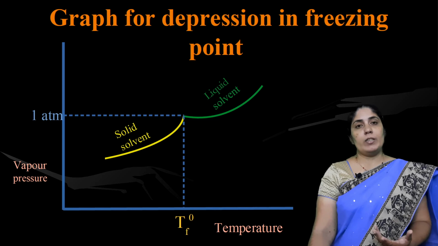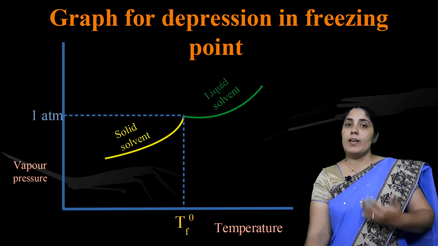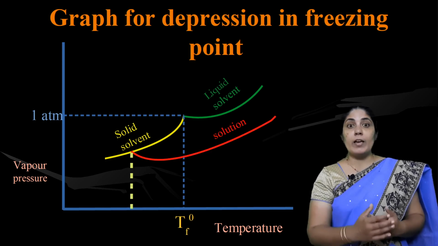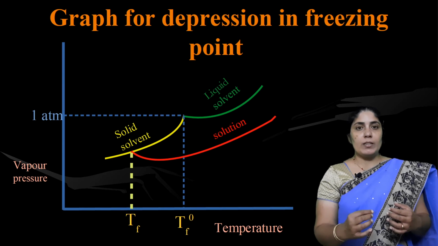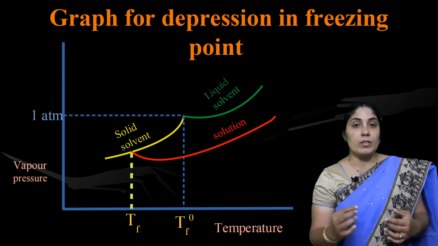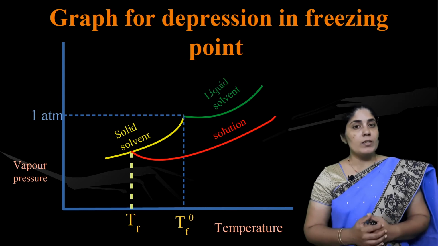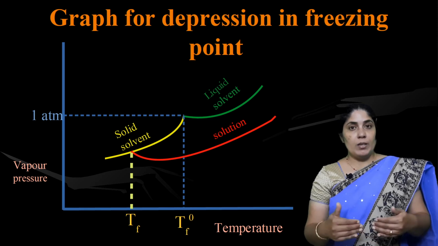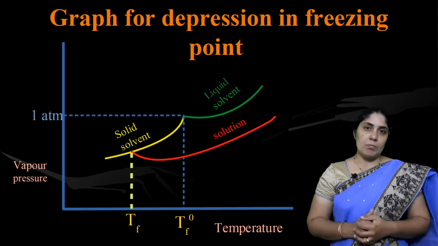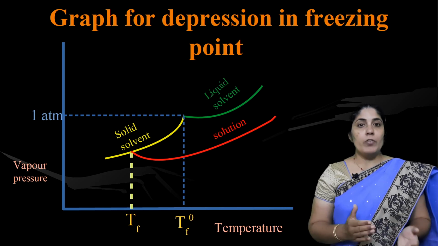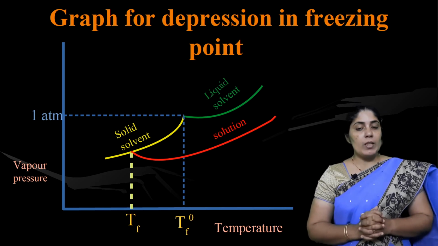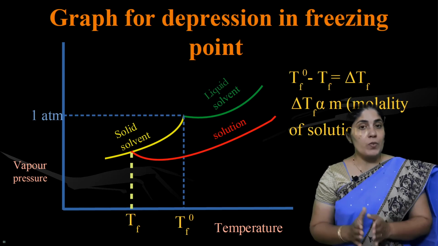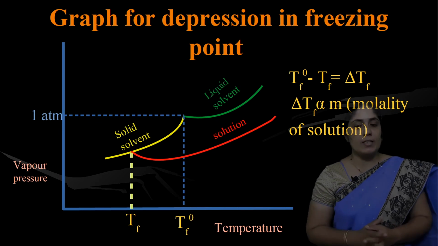Since the vapor pressure already decreases, the solution line lies lower, and you can see here that this red line goes and meets the solid solvent graph at a much lower point. When that is marked to the temperature axis, we get the freezing point of the solution, which is marked as TF. From the graph, it is very clear that TF is less than TF0, and the difference between the two can be given as delta TF.